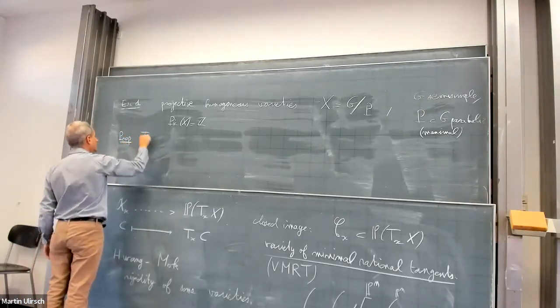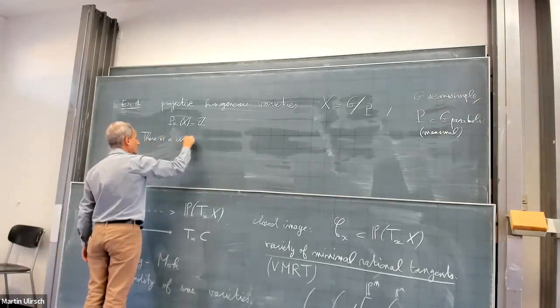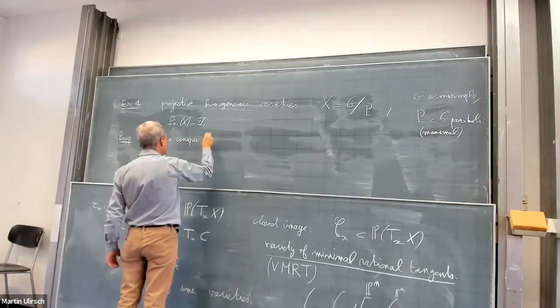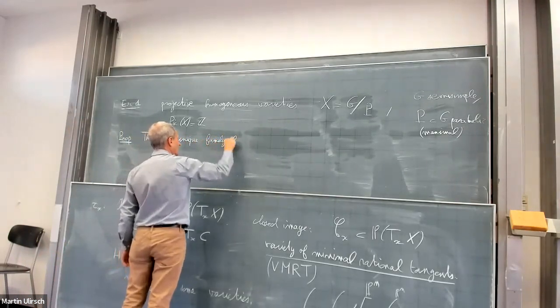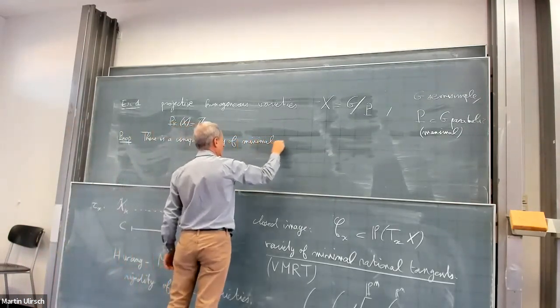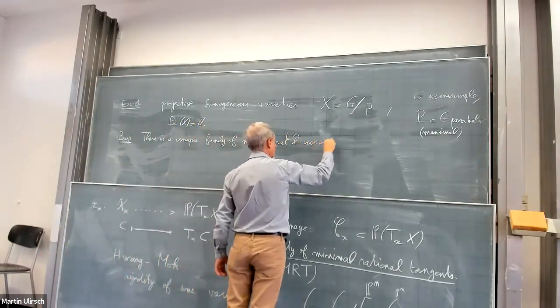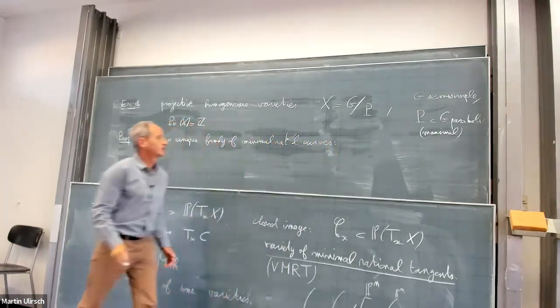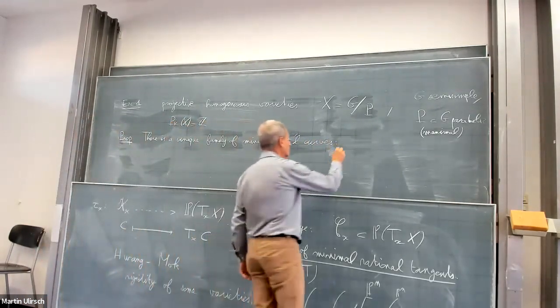There is a unique family of minimal rational curves. And these are just the lines in the smallest embedding of X.